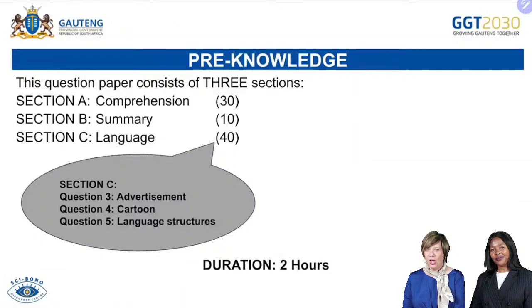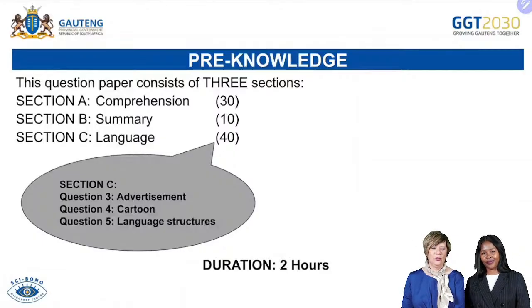I'm sure you know this, but just to remind you, your paper consists of 3 sections. Section A is your comprehension for 30 marks. Section B is your summary, 10 marks. And then you've got Section C, language. This is a big one, counts 40 marks, but it's divided into 3 questions. So you'll have questions on advertisement, questions on cartoons, and of course language. And once again, as Mandisa said, 2 hours.